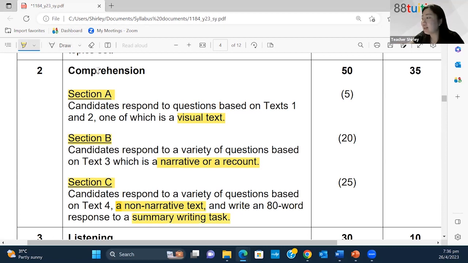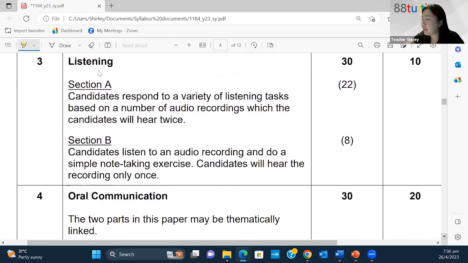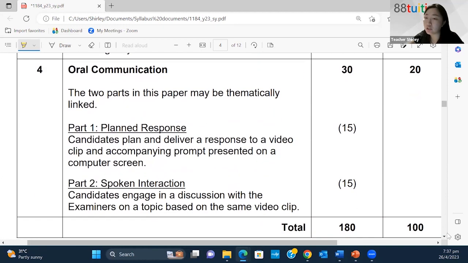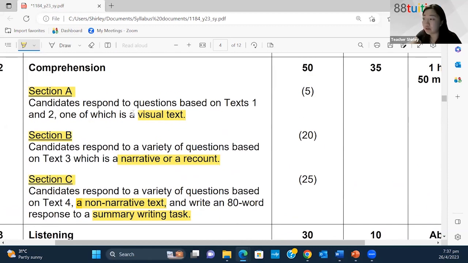Then we have listening as well. Listening is something that we will practice, but definitely not so soon. Usually we do it closer to your exam dates. Lastly, we cover oral communication as well, both planned response and spoken interaction. We'll be talking about tips on how to have an engaging discussion with the examiner during the oral exam.